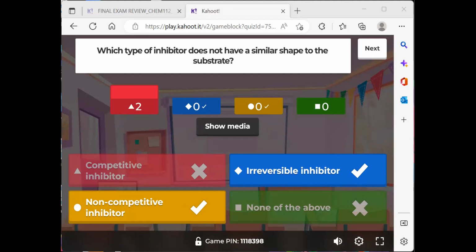When it comes to the concept of inhibitors, please review, let me tell you exactly which slide, on chapter 10. All of this information is summarized in slide 23. So make sure that you have that specifically for the final.